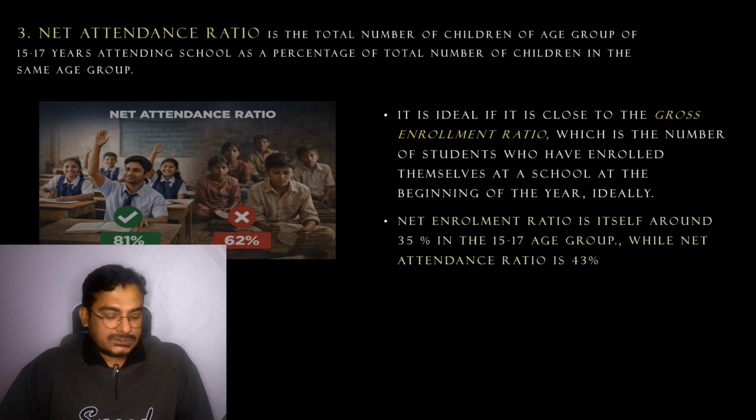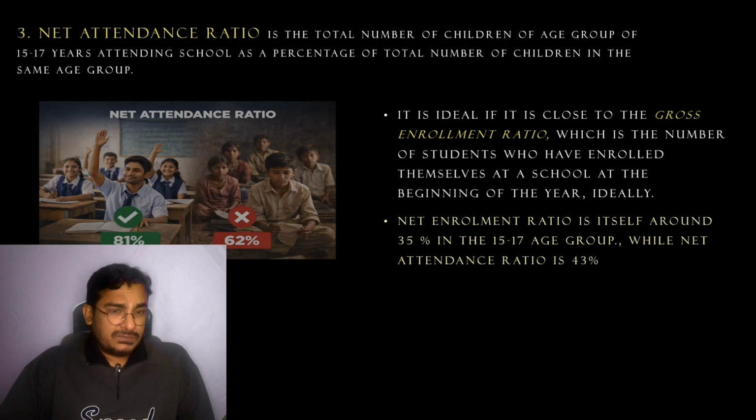Let's say the gross enrollment ratio is 50%. And if the net attendance ratio is 20%, which means 50 students of a particular age group have enrolled, but only 20 have come, or 30 have come, which means it's not a good sign. So this is also used to understand certain things under the category of development.